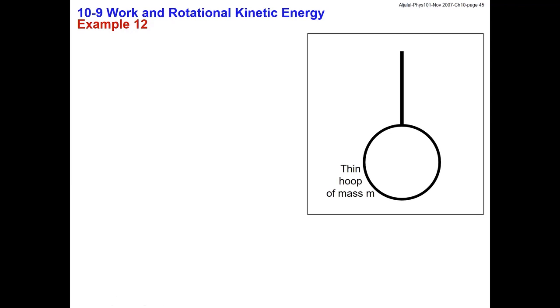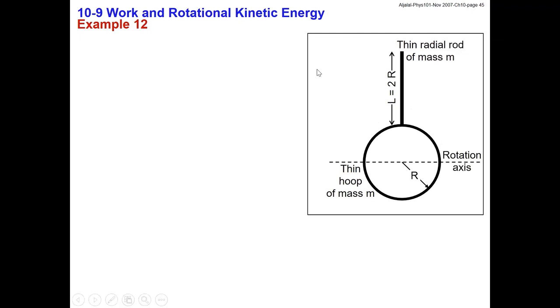We have a racket-like object, and it's made of a thin rod of mass m, but also a thin hoop of mass m. So the first part here is a thin hoop of mass m of radius r, as you can see, attached to a rod of length L, which is 2r and of mass m.